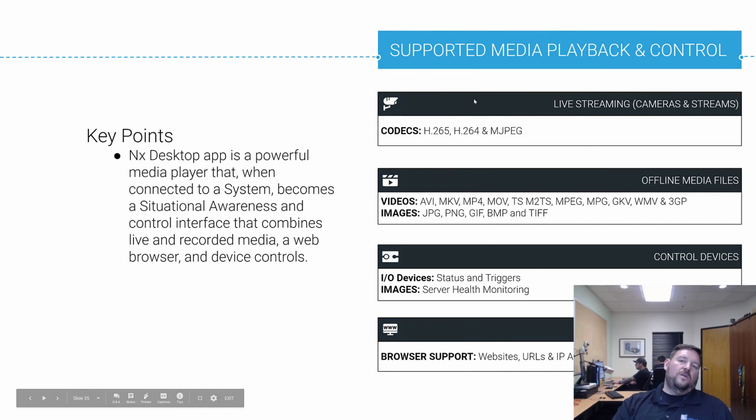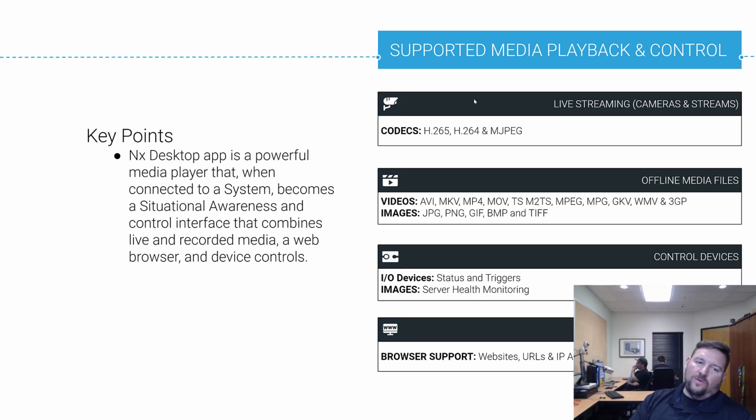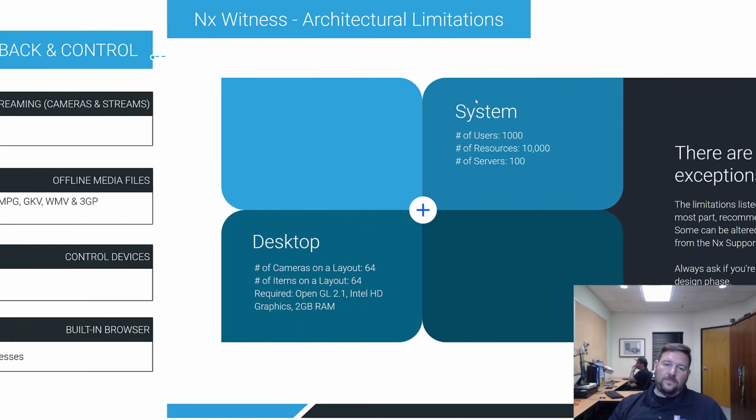Cool. So supported media playback and control. It is a media player. The NX Desktop as a media player has the ability to view lots and lots of different types of codecs for live streaming and for offline media files. All this information is up to date on the spec sheets, which are available in MyNX or on the networkoptix.com website. We won't go over this specifically because it may change over time, but there's the different codecs we support, control devices, we've got I/O devices, and server health monitoring as well, browser support, built-in browser.